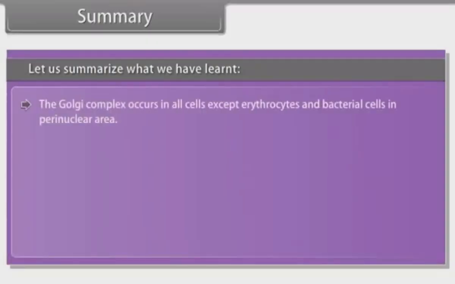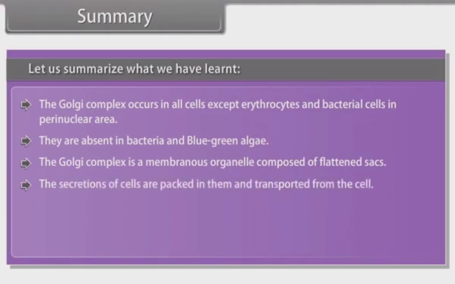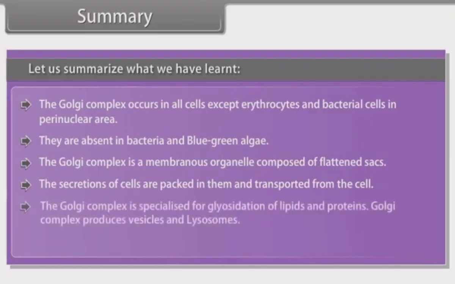The Golgi complex occurs in all cells except erythrocytes and bacterial cells, in perinuclear area. They are absent in bacteria and blue-green algae. The Golgi complex is a membranous organelle composed of flattened sacs. The secretions of cells are packed in them and transported from the cell. The Golgi complex is specialized for glycosidation of lipids and proteins.